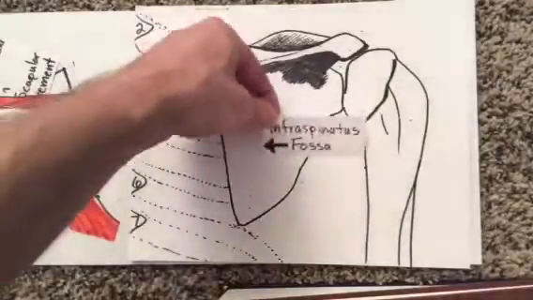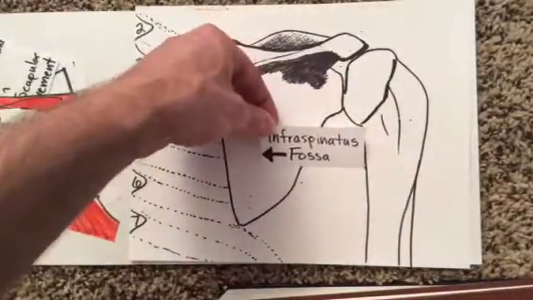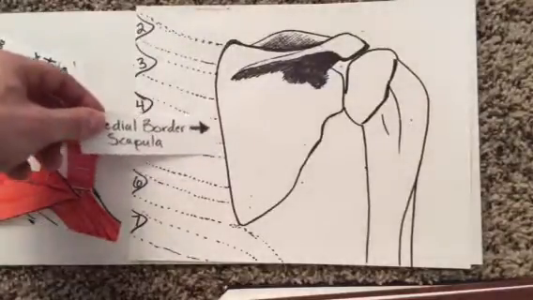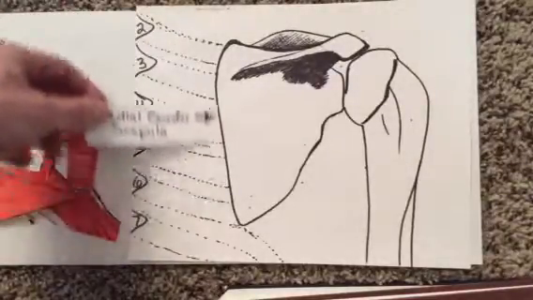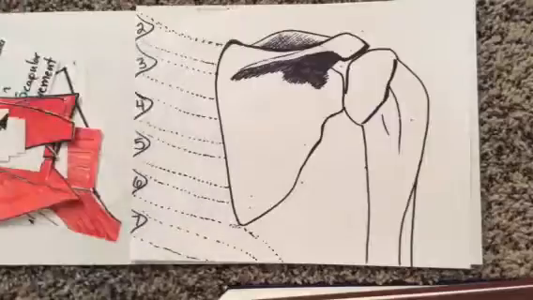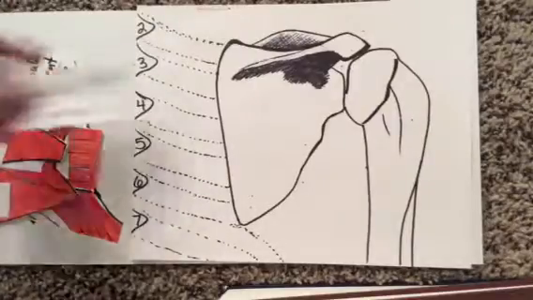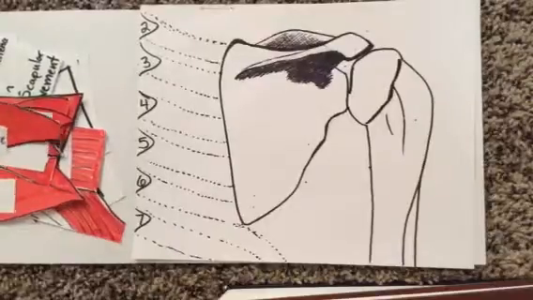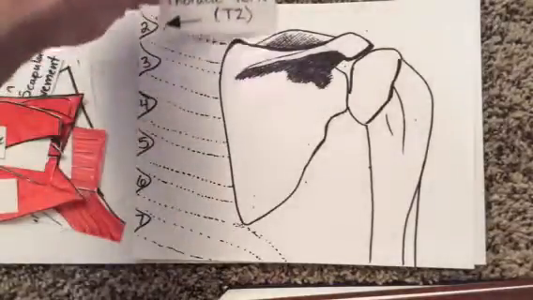Anytime we hear fossa, it's a depression rather than a bony prominence sticking out. Then we've got the infraspinatus fossa, which is below the spine, next to the medial border of the scapula, medial towards the midline, our vertebral column. And then I said this was the spine of our scapula.